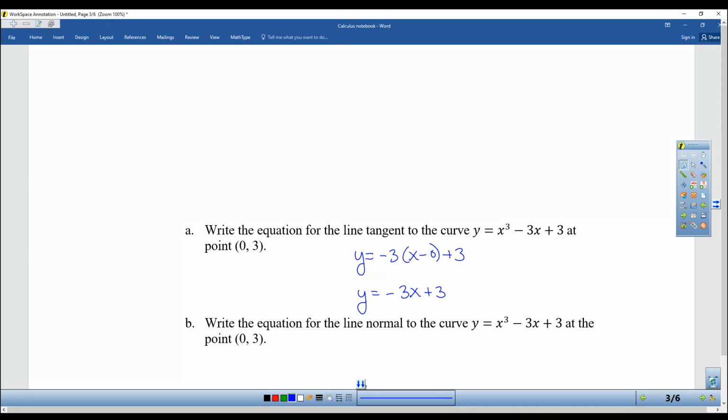And for the normal line, so you might not have known what the word normal meant, that means perpendicular to the tangent. So I will explain that in the full video. But the answer is y is equal to positive 1/3. So all I did was take the negative reciprocal of the slope, x minus 0 plus 3. And again, that can be written pretty easily in y is equal to mx plus b format.